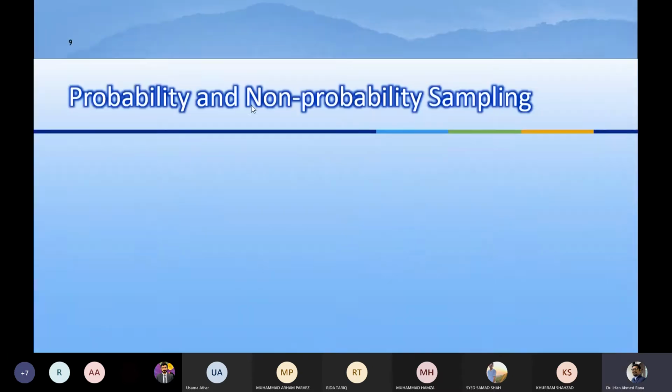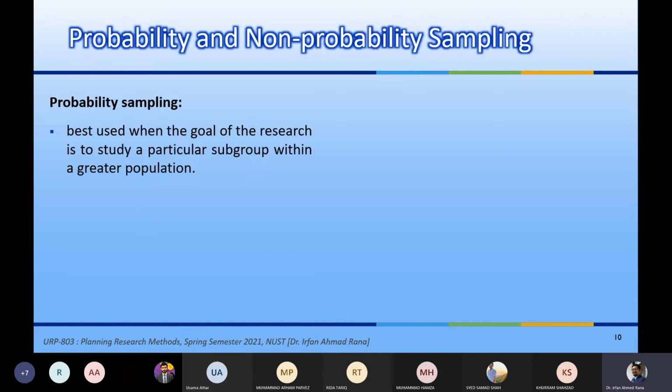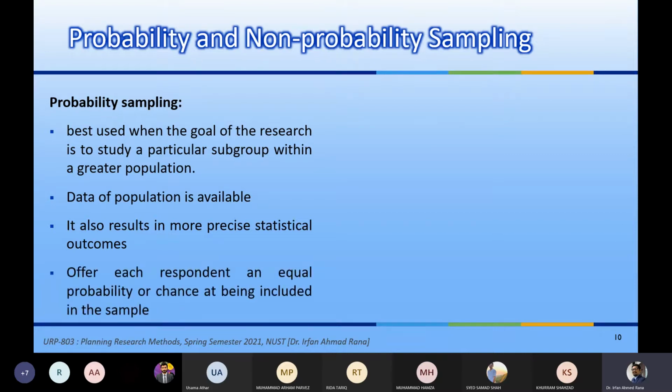So there are different methods available to collect our sample in the field. There are two types: probability and non-probability sampling. We'll start with probability sampling. We know that the total population data is available. If we are going to find our results with very precise statistical analysis, we need probability sampling, and we need to have a representative sample. So that is probability sampling.